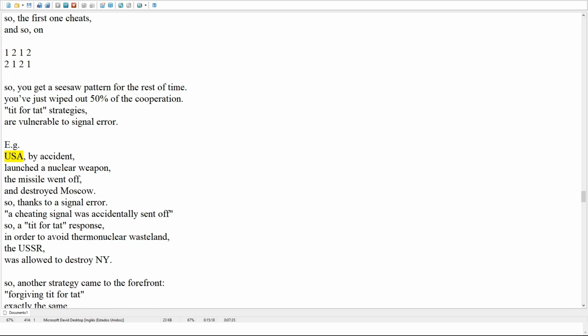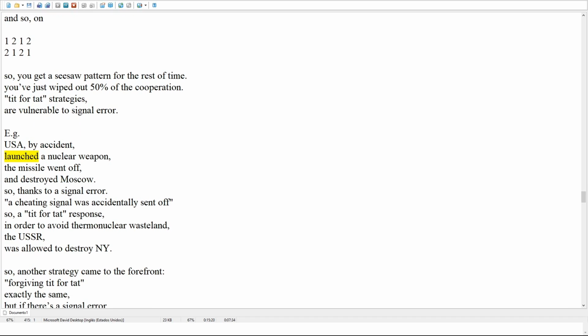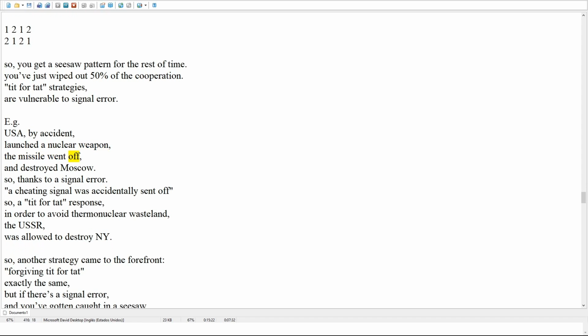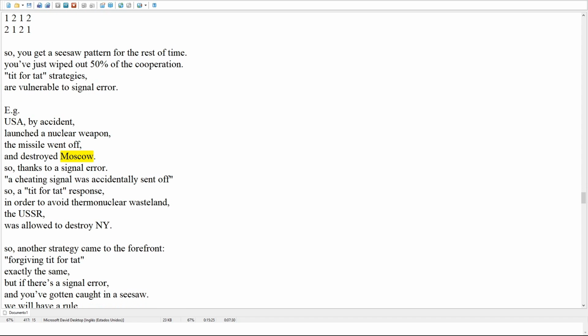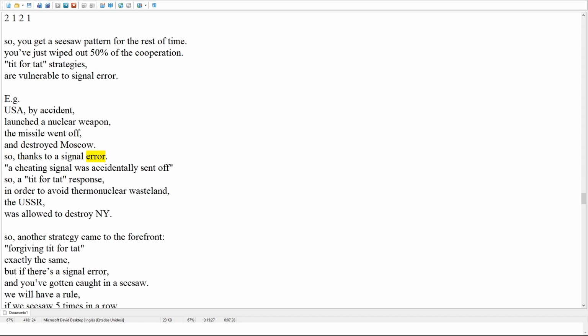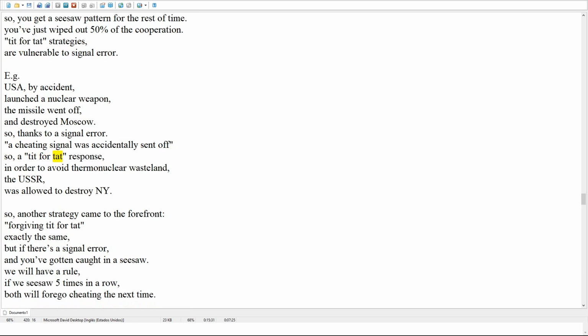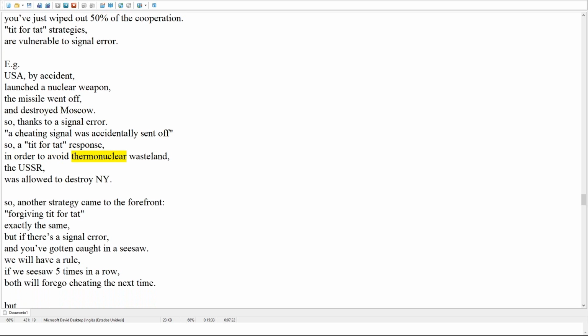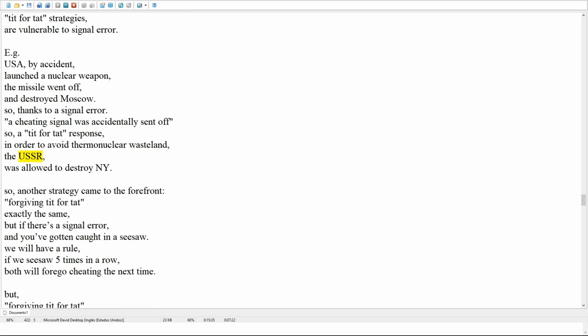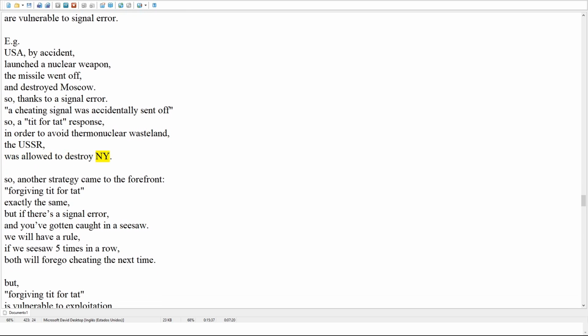E.g., the USA, by accident, launched a nuclear weapon. The missile went off and destroyed Moscow. So, thanks to a signal error, a cheating signal was accidentally sent off. So, a tit-for-tat response: in order to avoid a thermonuclear wasteland, the USSR was allowed to destroy New York.